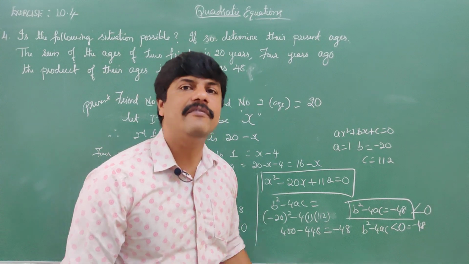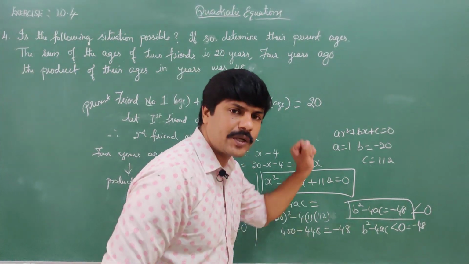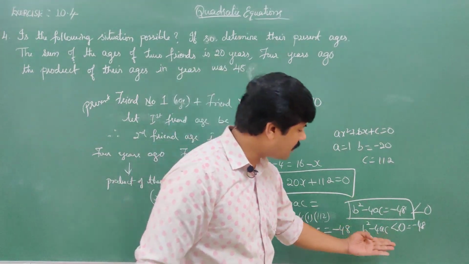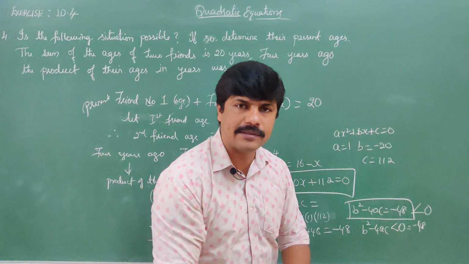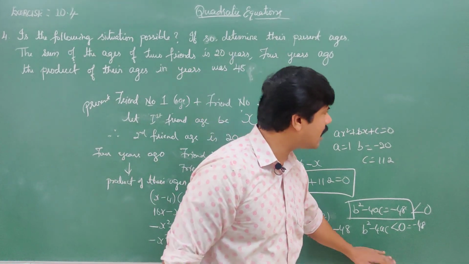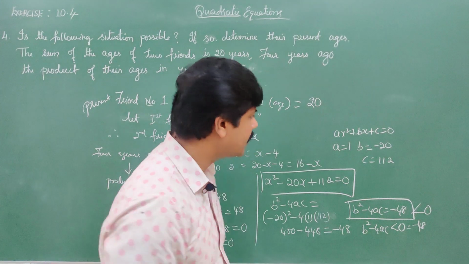We have come to know that it is not possible to determine, just by finding this discriminant b square minus 4ac value. We have got minus 48. Minus 48 is less than 0. If it is less than 0, then roots are not real. If roots are not real, then how will you find the present ages? It is not possible. What is the answer? Not possible.